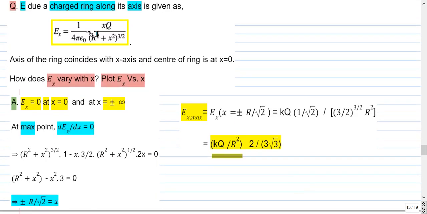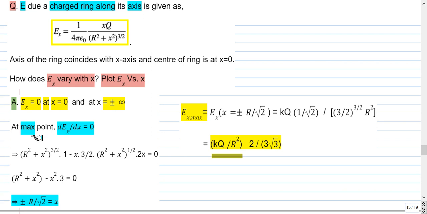So looking at this expression, when x is 0, the electric field is 0. And also when x is very, very large, the r square in the denominator can be neglected. So the denominator will become x cube. So it is x by x cube, it's 1 by x square. So when x is very, very large, the electric field will die out. So the electric field is 0 at x equal to 0 and also at infinity and also at minus infinity. So somewhere in between, the electric field should reach a maximum and then it should die out.